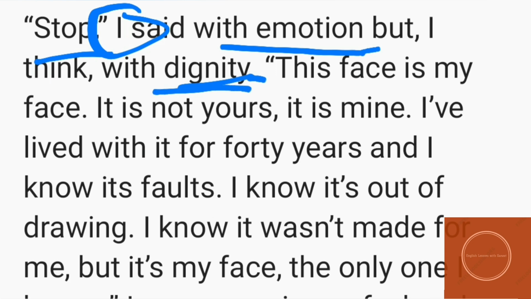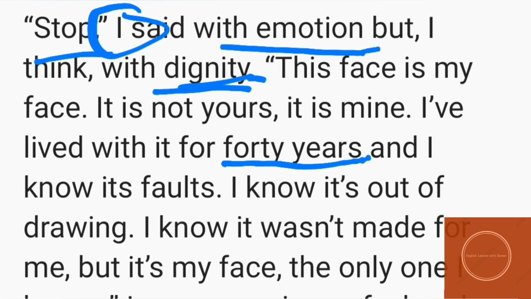This face is my face, it is not yours, it is mine. I have lived with it for 40 years. So from this line we get to know that the age of the man is 40 years, and I know its faults. Now the man is saying that this face that you are commenting about is my face, and that face is not yours, it is mine, and so you do not have any right to say anything about it, because the face is mine, and I have lived with it for 40 years, and I know its faults.